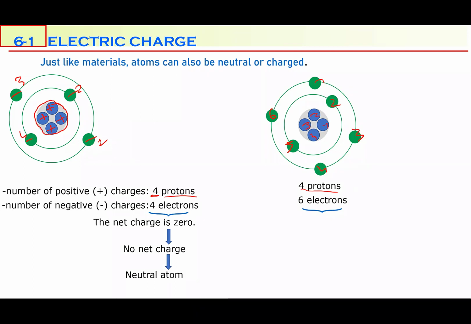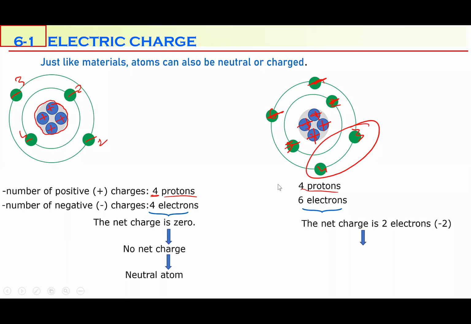So number of electrons are greater than number of protons, which means there are 2 additional electrons. If I make cancellation, I can say that 1 proton is cancelled by 1 electron, another proton by another electron, third proton by third electron, fourth proton by fourth electron, but the other 2 electrons remain additional. So there are 2 excess electrons in here. This excess electron gives this atom a negative charge. Net negative charge of this atom is 2 electrons, negative 2.